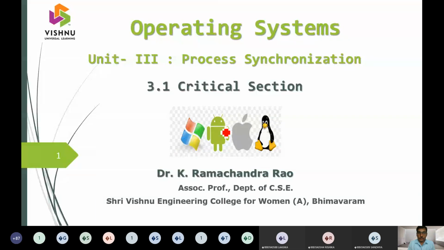Welcome to the operating system class. We are now discussing Unit 3, process synchronization. And in this, we will be talking about the first topic, the critical section.